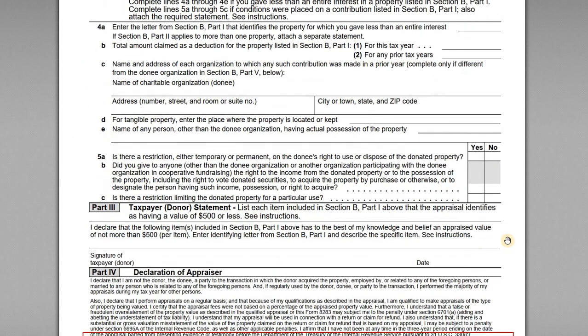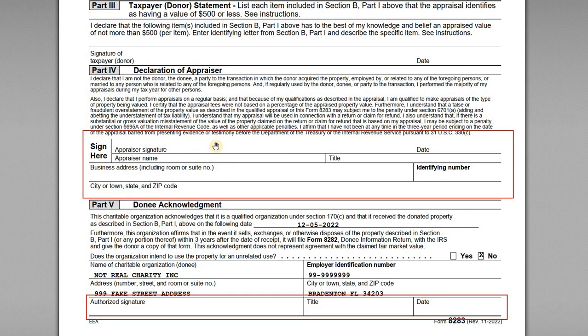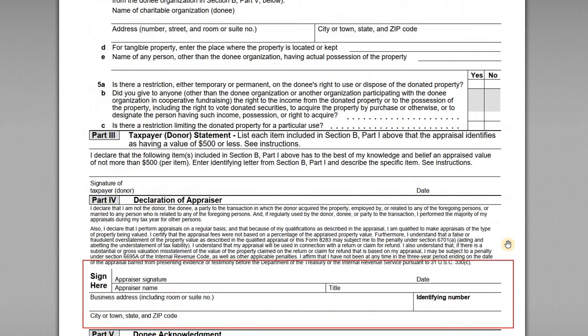Now, also very important here in part 4 and part 5, we want to have the appraiser sign and date this, and again, we'll attach the appraisal report to the return. And then also in part 5, the donee acknowledgement, we want to have the charitable organization sign off that they did receive the vehicle, right? So the charity is certifying that on December 5th, they received the vehicle, and so you would have the charitable organization name and information, and then have a signature from an authorized representative. So a director or one of the managers there at the group can do that for you.